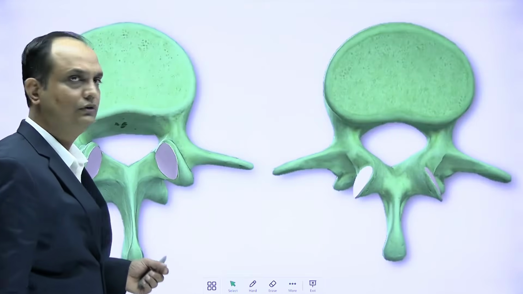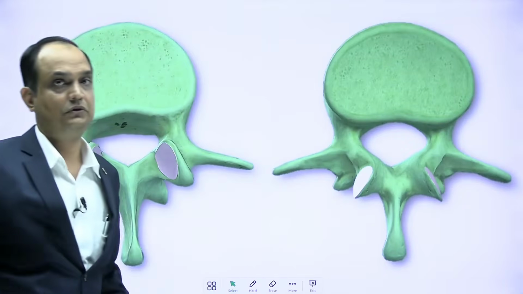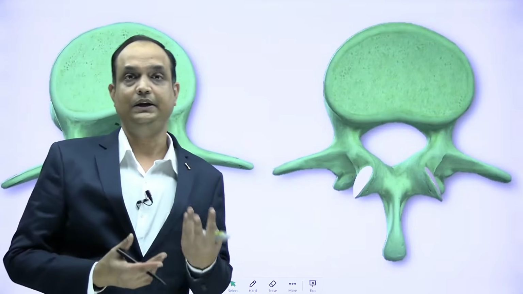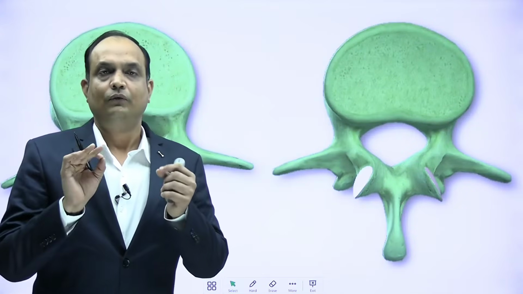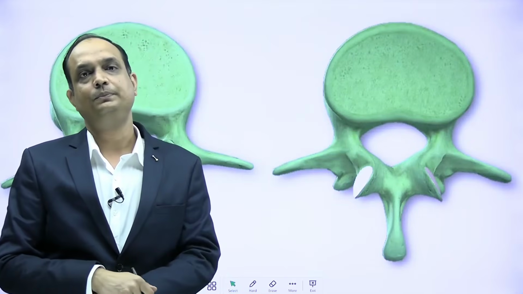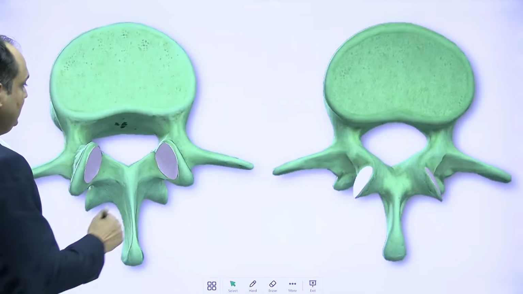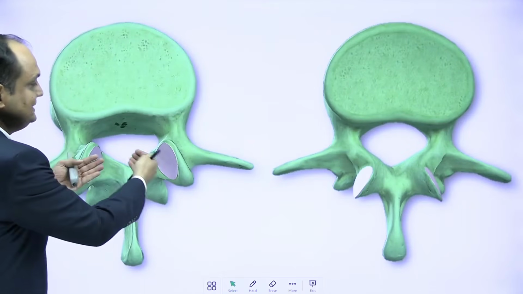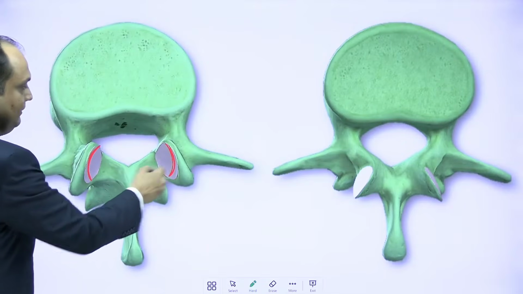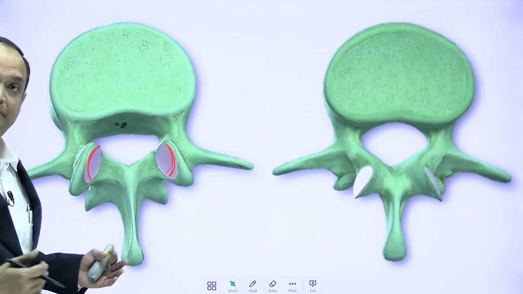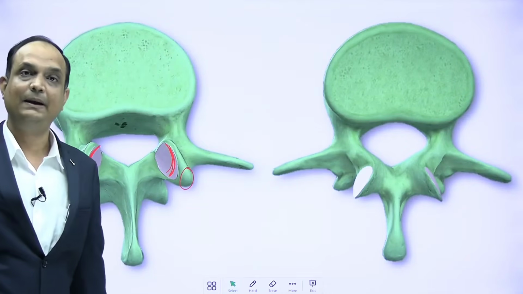Clear? So now if you see the superior and inferior view of the lumbar vertebra, the question comes: how to identify the superior and inferior surface of the lumbar vertebra? For that you have to look for the superior and inferior articular facets. I just told you that superior articular facets are facing inside and they are concave. So these are the superior facets which have the concavity inside and they are facing medially. Plus there is the presence of a process, that is the mammillary process.